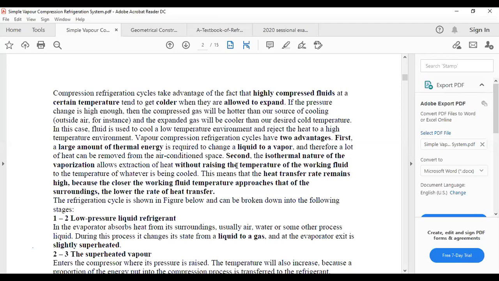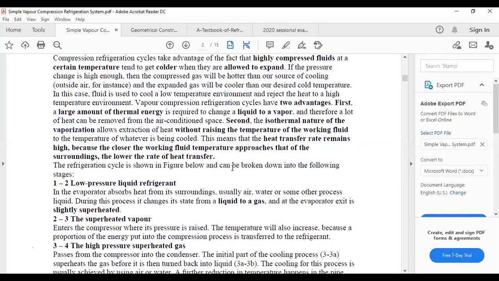The second advantage is the isothermal nature of this refrigerant. Okay, the isothermal nature of vaporization means that as it is evaporating, the process is happening at the same temperature, meaning there's no compromise on the temperature gradient. The transfer of heat is constant. The gradient is still big, and it will be maintained. These are the two major advantages which this system has.